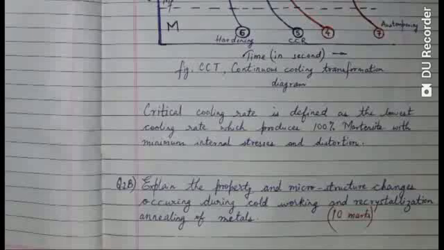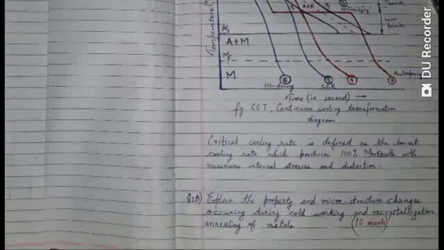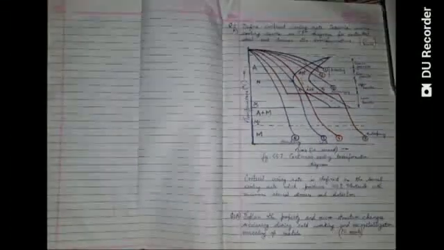So in the earlier video we have completed up to question number 2A. So in this video we will be doing question number 2B and further questions. Explain the property and microstructure changes occurring during cold working and recrystallization annealing of metal. So let us start. Here we have to see the properties and microstructure changes occurring during cold working and recrystallization annealing of metals.